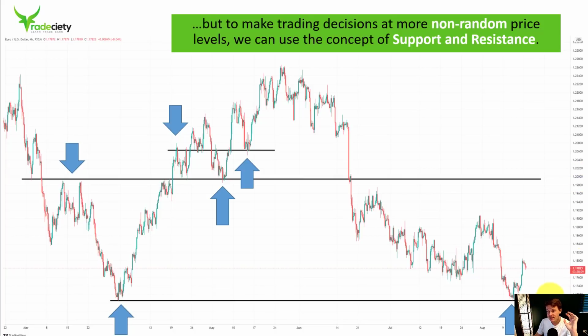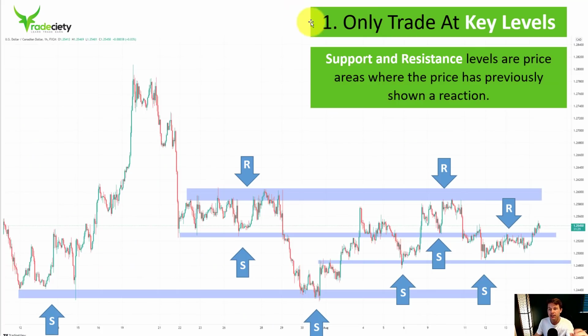Here we have the 117 round number. So you can see there are specific price levels and areas and concepts that we can use to make our charts appear less random, and this we can then use in our trading to find trading opportunities. So the first tip is only trade at key levels.